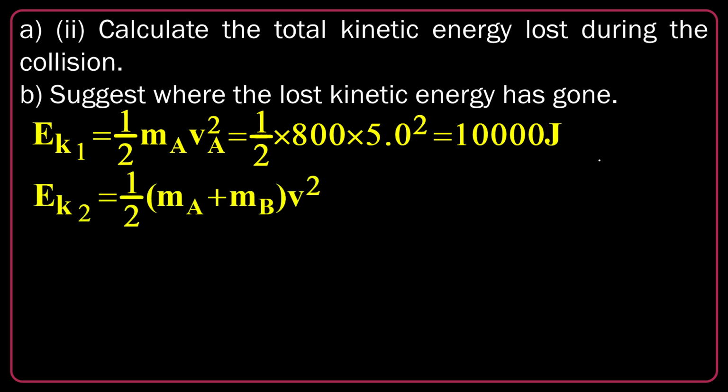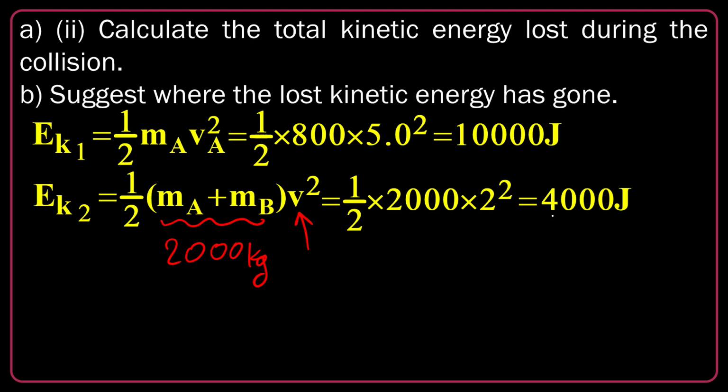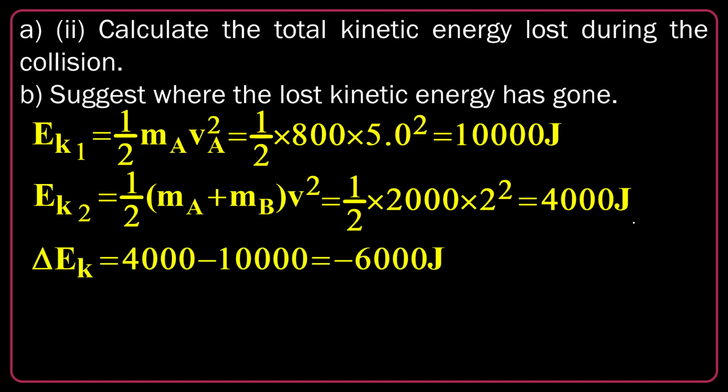Then after the collision, they have a common velocity of V, which I found to be 2 meters per second, and here I have 2,000, the total mass of the system. I plug in the values and have 4,000 joules. So the change in kinetic energy, the kinetic energy lost, is this. The negative sign is usually used for demonstrating energy loss. If you don't put the negative sign, just report 6,000 joules. It's evident that the system has lost kinetic energy because this is a perfectly inelastic collision.